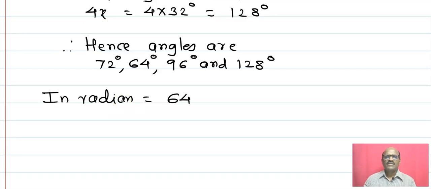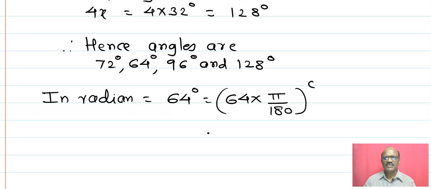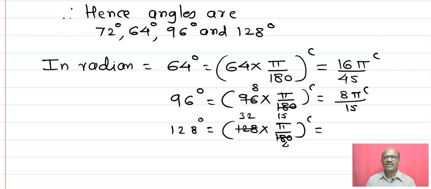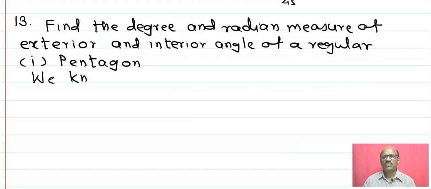Now convert these angles again into radian. 64 degrees equals 64 into pi upon 180 radian. Simplifying, that is 16 pi by 45 radian. Next is 96, which I can convert to radian. Therefore, you get 8 pi by 15 radian, and 128 degrees equals 128 into pi upon 180, and that comes to 32 pi by 45 radian.